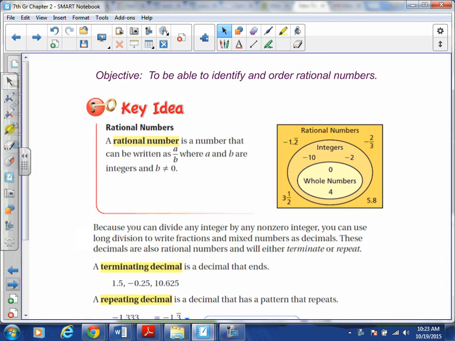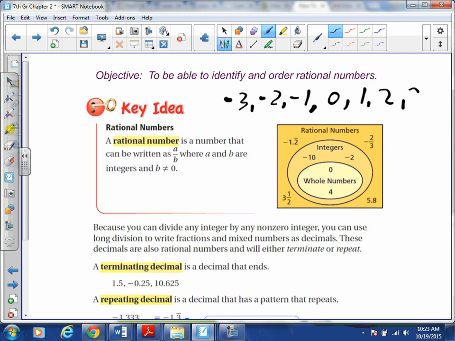So we have integers like -3, -2, -1, 0, 1, 2, 3. Can those be written as fractions? Then they're rational. Okay, and yes, I can. All I have to do to make any of those a fraction is to put a 1 under them. So all integers are rational because I can write them as fractions. Any fraction that you see is rational because it can be written as a fraction. Duh, right? A fraction can be written as a fraction, therefore it's rational.